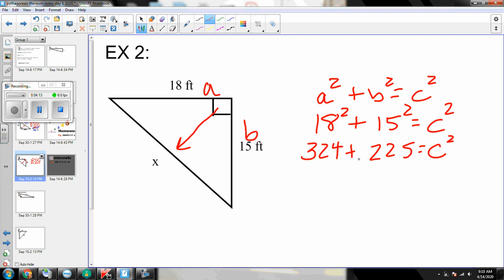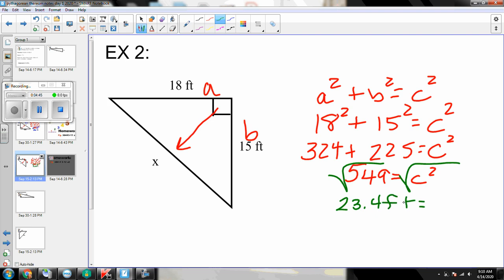Since 324 and 225 are on the same side of the equation, I add those together to get 549. And this is what I get when I take c to the second power. Well, I just want to find out what c is. So I have to do the opposite of squaring c. I have to take the square root. So using my calculator, I'm going to take the square root of 549 to get about 23.4. If I round to the tenths, it would be 23.4 feet. So the hypotenuse x, or c, is about 23.4 feet long.